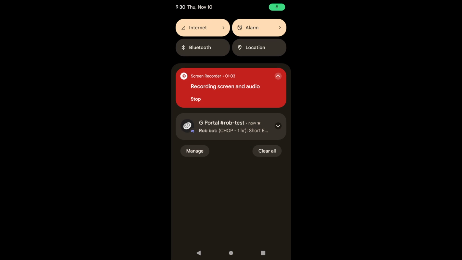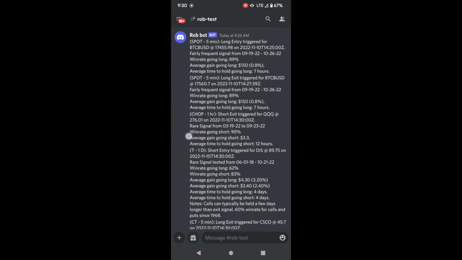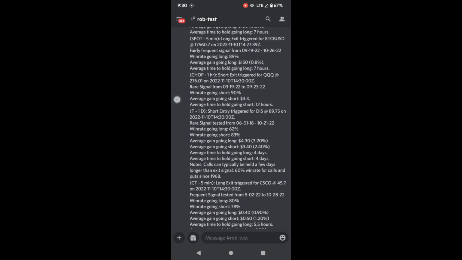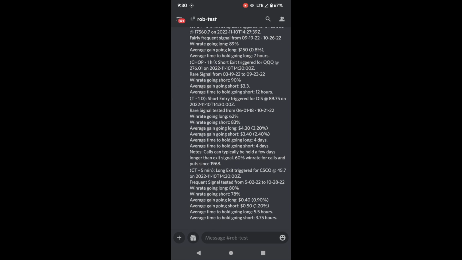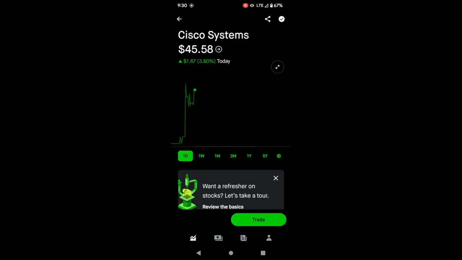Let me just check to see if we were triggered out of that Cisco call. Yes, there we are. You can see at the very bottom: long exit triggered for Cisco 45.70. So that's nice. Added another win to the repertoire. Now that was a dollar gain, so not quite the 40 cents gain that we get on average. Again, I think that was pumped up by the recent market news, but I'll take it.